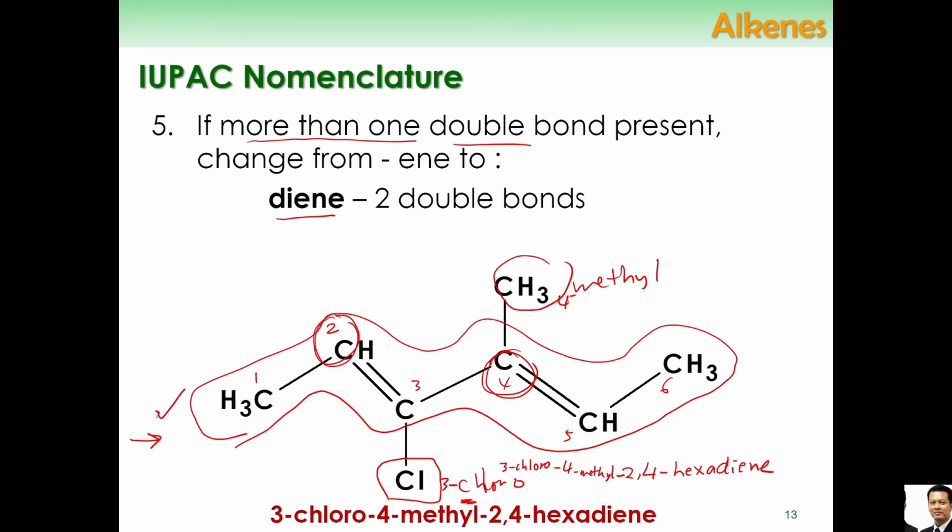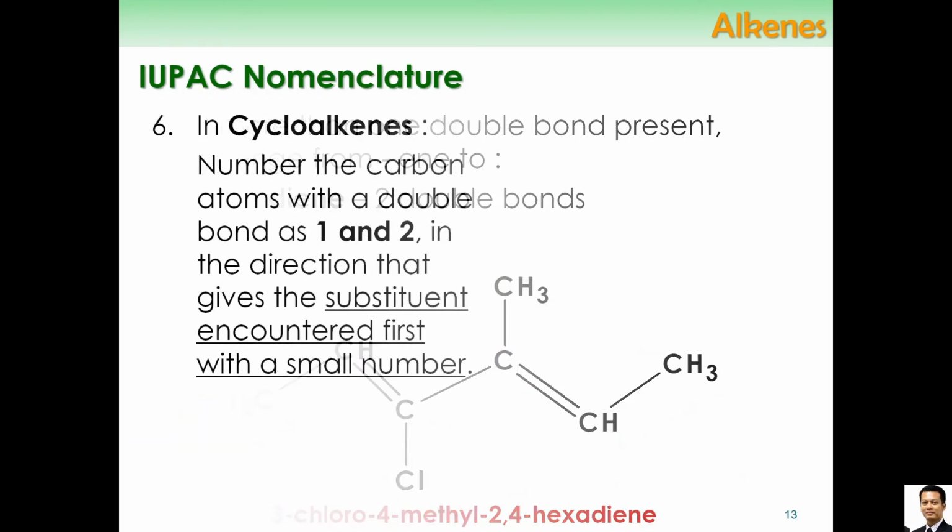So this is step 5 actually. So you still need to remember step 1: determine the longest chain with the double bond. Okay, follow the steps carefully and you should be able to name alkenes.